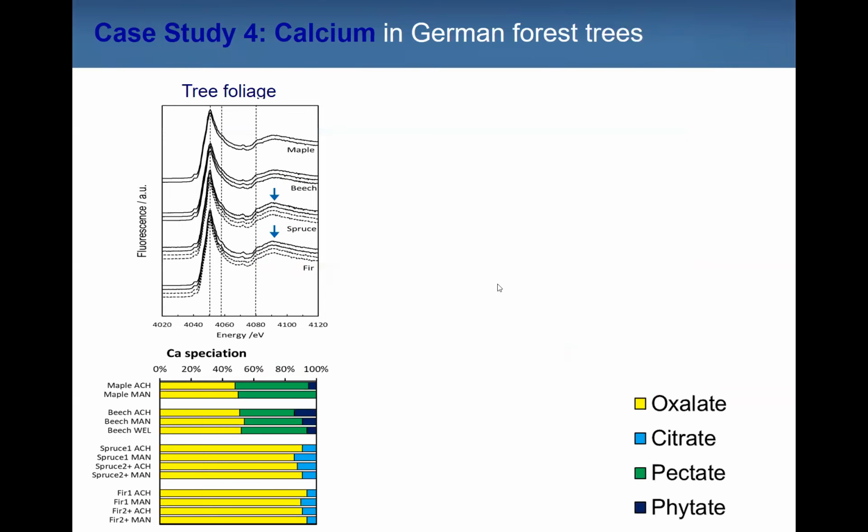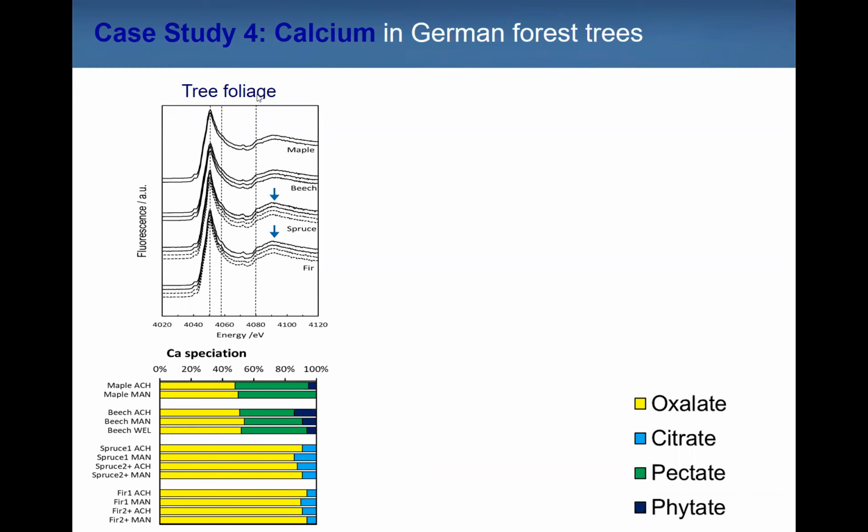Yeah. The theme of my talk was also other environmental samples, and I will give you a short example on tree foliage and tree roots. I analyzed tree foliage of different tree species. This is broadleaf, maple and beech, and this is conifer, spruce and fir. And I analyzed the needles and the leaves.